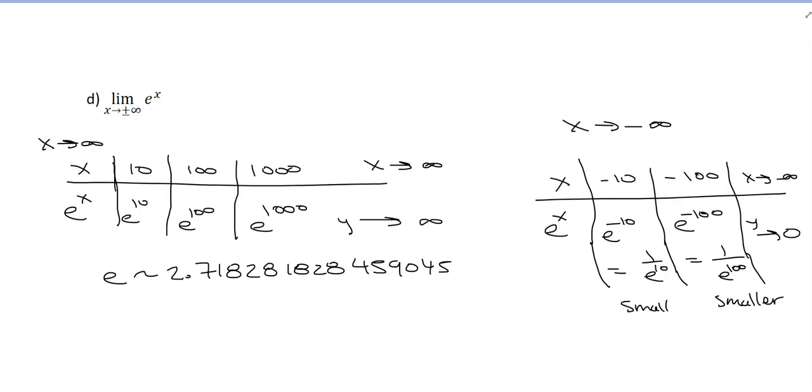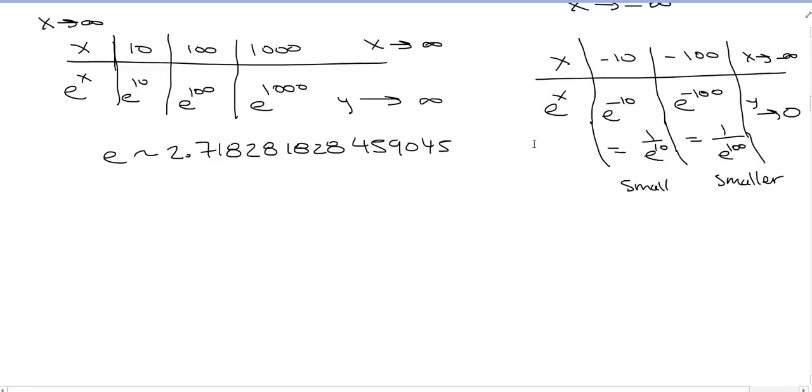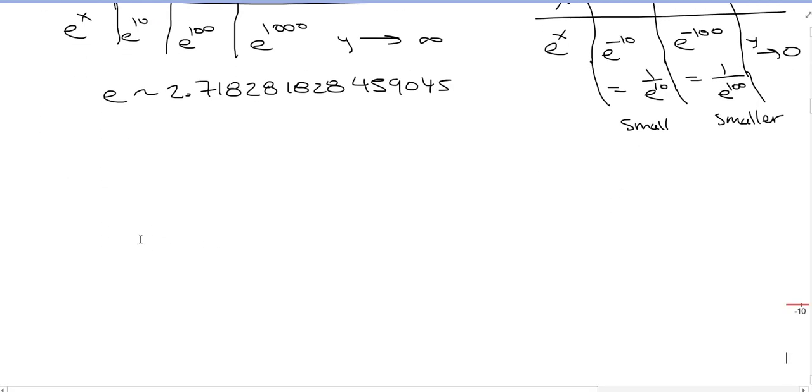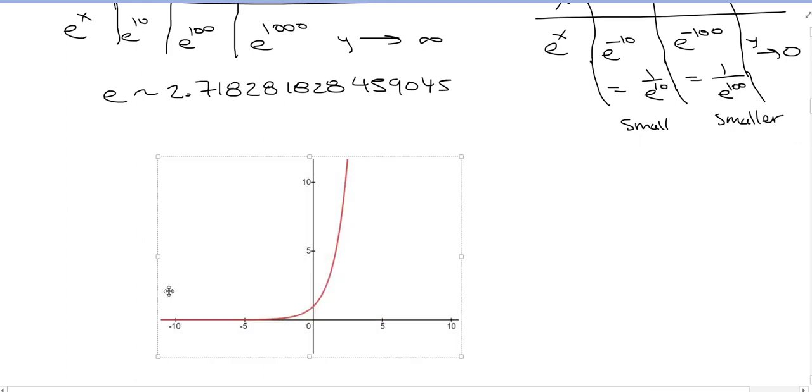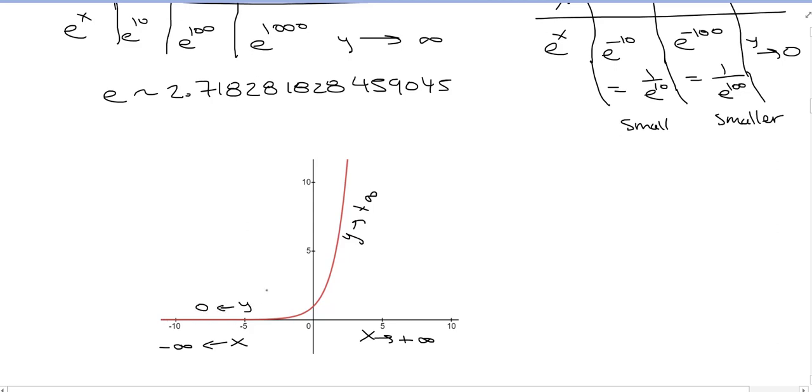And let's look at the graph of e to the x. So here's our graph of e to the x. And as you can see, as x goes towards positive infinity, right, as x gets arbitrarily large, the y values are also going towards positive infinity. They're also getting arbitrarily large. As x goes towards negative infinity, our y values are getting close to 0. They're never 0, but they get really, really close to 0.